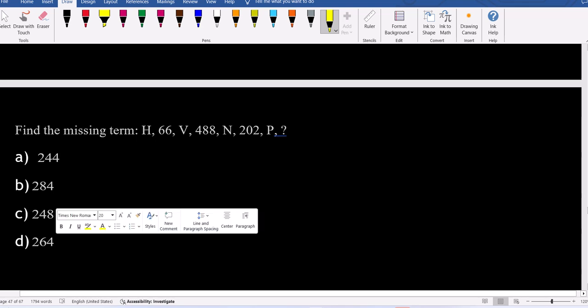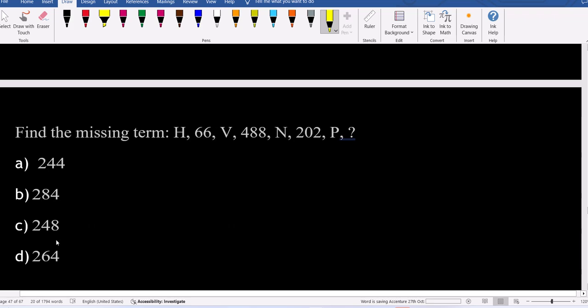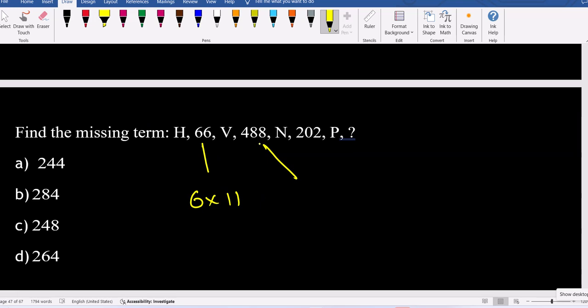Now again see this question. Similar logic. H is 66, V is 488, N is 202, P is what? You just observe the link between these letters and numbers as well. 66 is 6 times 11. But how is that related to H? 488, we can write as 8 into 61, or else square plus something. Can we write this as a multiple of 8 or not? You just check it out. What's the logic? For N it is 202 only. For P, what is that? You just observe.